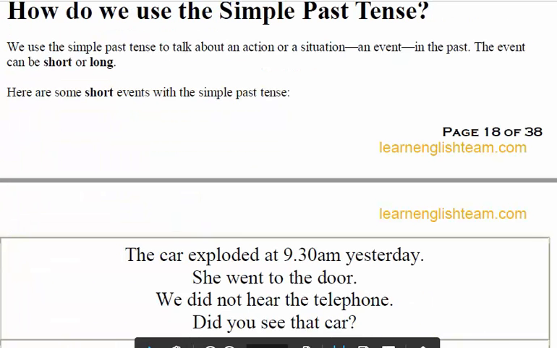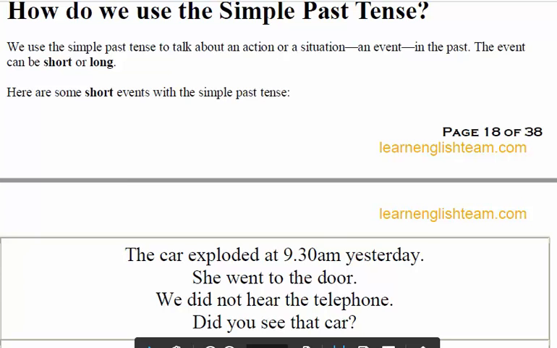Yes, now comes the second main question, how we use the simple past. After making the structure of this tense, we know how to use the simple past tense. We use the simple past tense to talk about an action, a situation, or an event in the past. As we know earlier, the event can be short or long. It's not compulsory, student. Here are some short events with the simple past tense. For example, the car exploded at 9:30 a.m. yesterday. So this is an event which is held in the past.